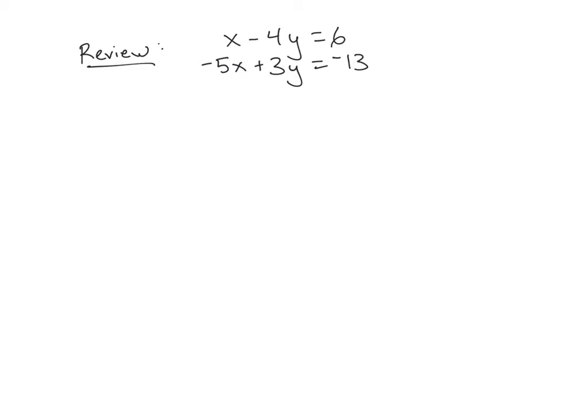Negative 4 and 3 with the y's are going to be hard to multiply one equation by something to make those y's eliminate. But if I multiply the first equation by 5, then the x's will be 5x and negative 5x. So I can change that first equation and then distribute the 5 into all three parts. I get 5x minus 20y equals 30. And then my second equation stays the same. Negative 5x plus 3y equals negative 13.